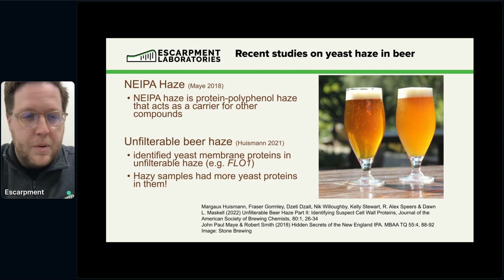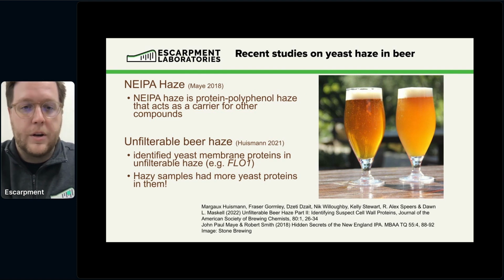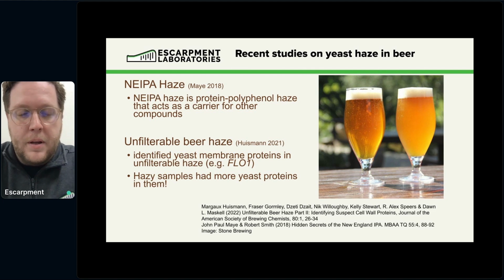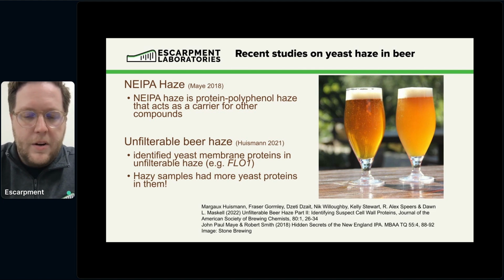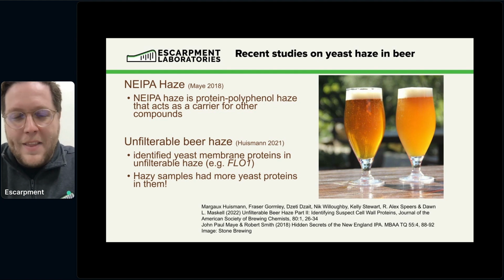So there's been some great work done by the hop companies, including John Paul Maye at Hopsteiner. I think this was a landmark paper, The Hidden Secrets of the New England IPA, where they really dug into what's actually going on. At that time, 2018 was when the hazy IPA was really taking off. So it's very timely research.